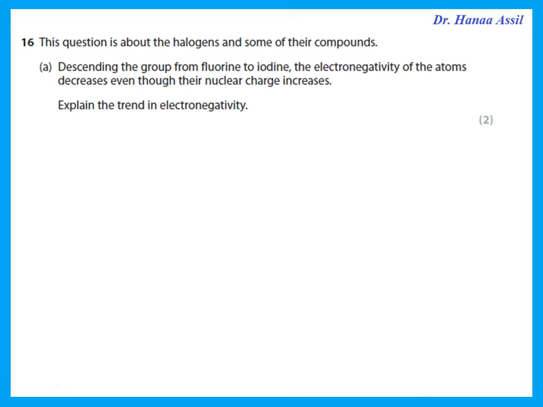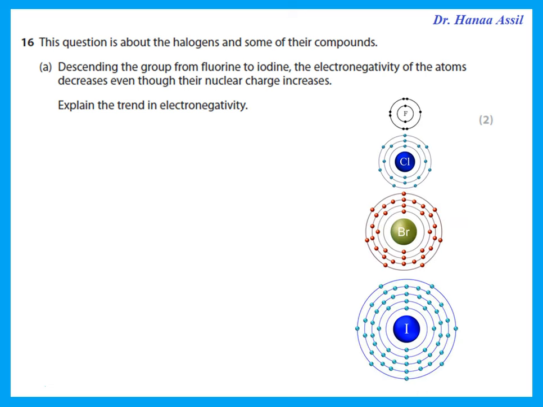This question is about the halogens and some of their compounds. Descending the group from fluorine to iodine, the electronegativity decreases. Explain the trend in electronegativity. So let us take a look at going down group 7 from fluorine to iodine. Why is it that the electronegativity decreases even though their nuclear charge increases?